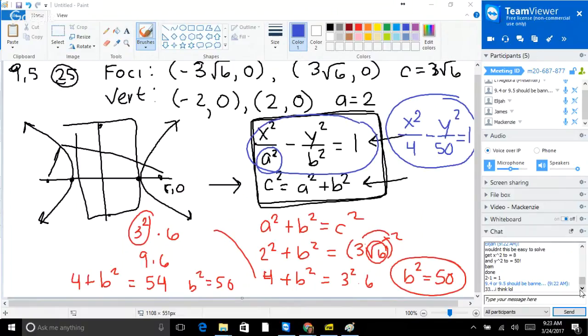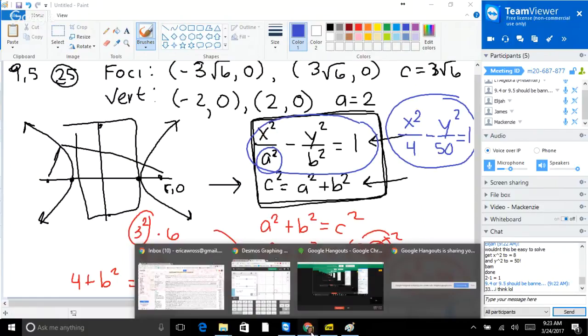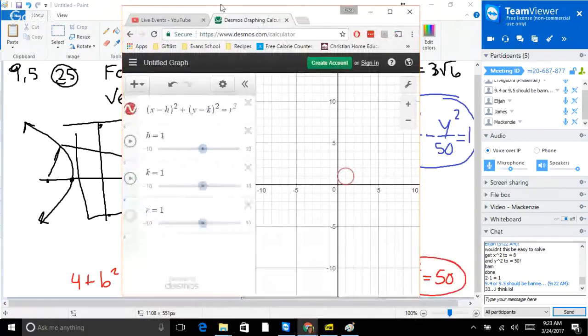I'm not following that, Elijah. X squared to 8 and y squared to 50. Oh, and before I forget, you can throw it in Desmos and make sure it looks like the hyperbola that you were hoping that it would look like, right?